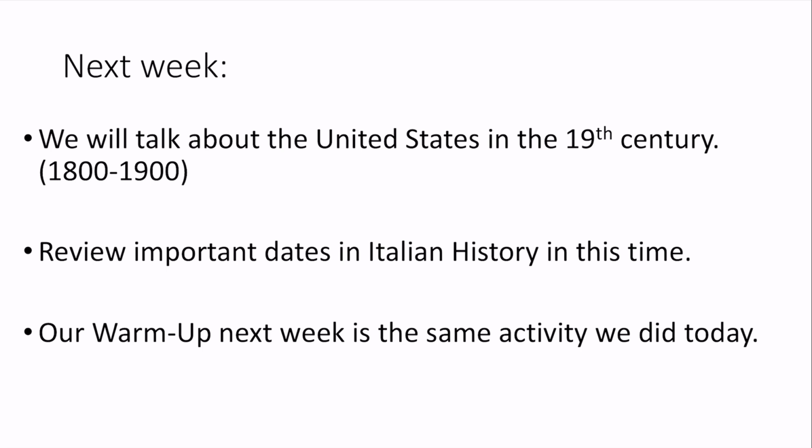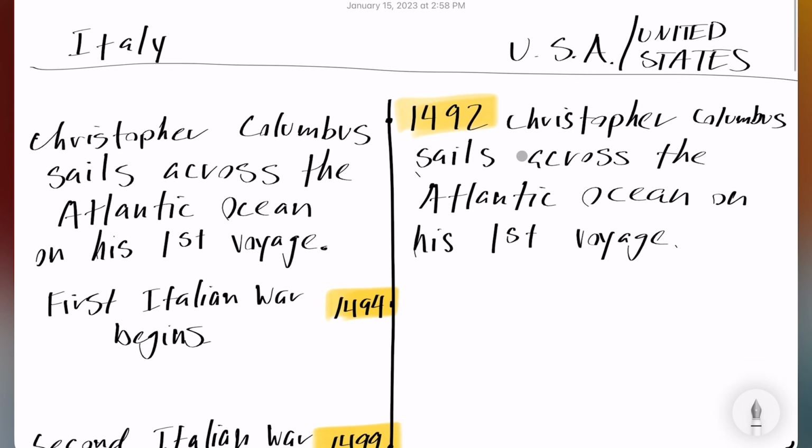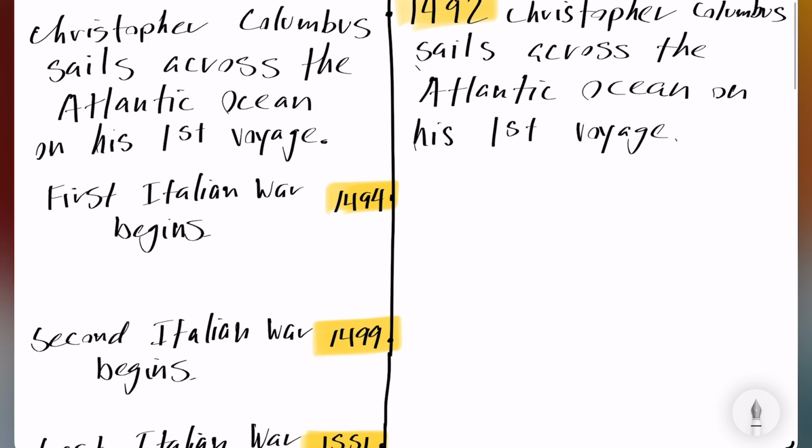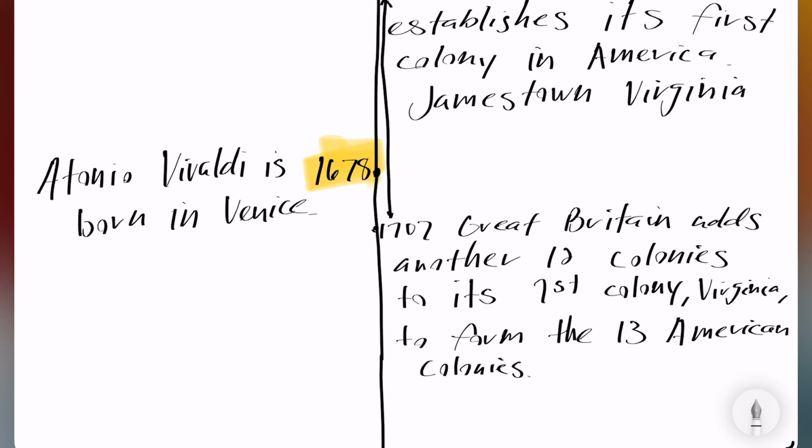We're going to create a timeline, just like we saw in this lesson. So we'll have Italy here on the left. We'll have the United States here on the right. We'll start with 1800 here, and we'll go all the way to 1900.